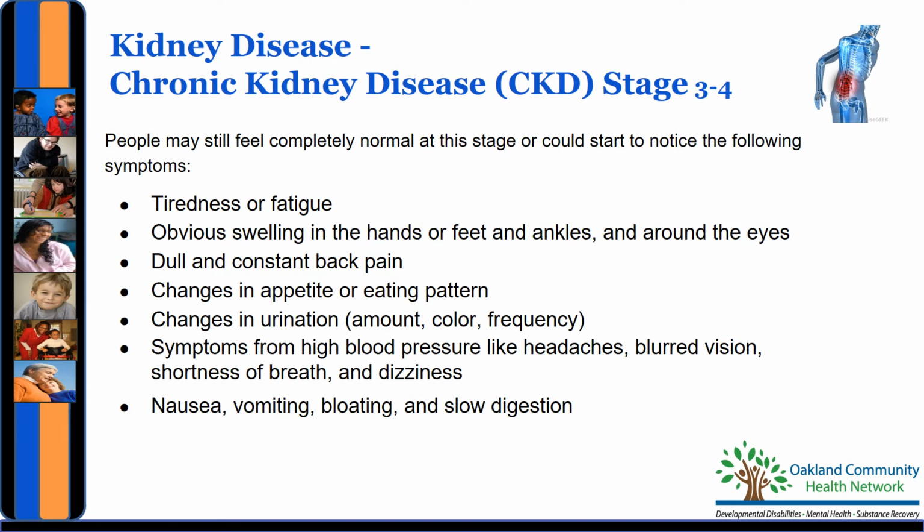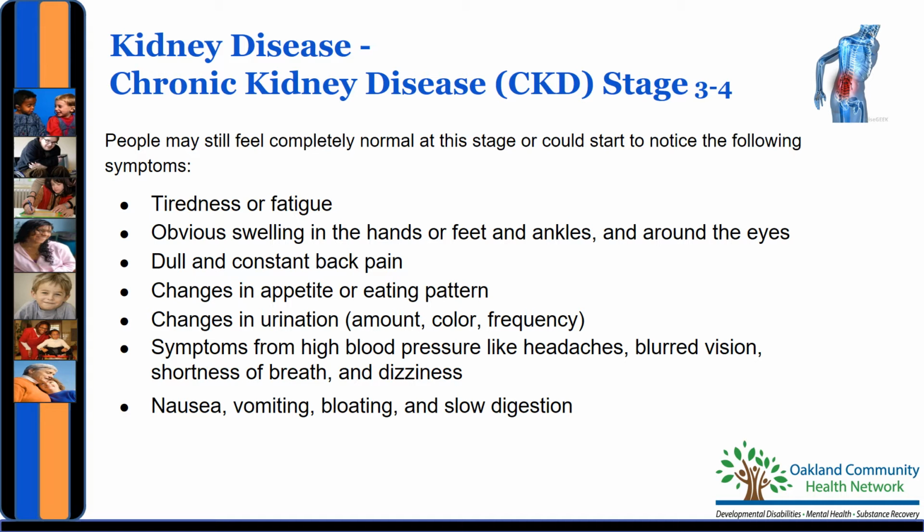For people that have chronic kidney disease in stage 3 or stage 4, they may still feel completely normal, or they could start to notice the following symptoms: being very tired or fatigued, obvious swelling in their hands, feet, ankles, and around their eyes, a dull and constant backache in the midsection of their back, changes in their appetite or eating pattern.